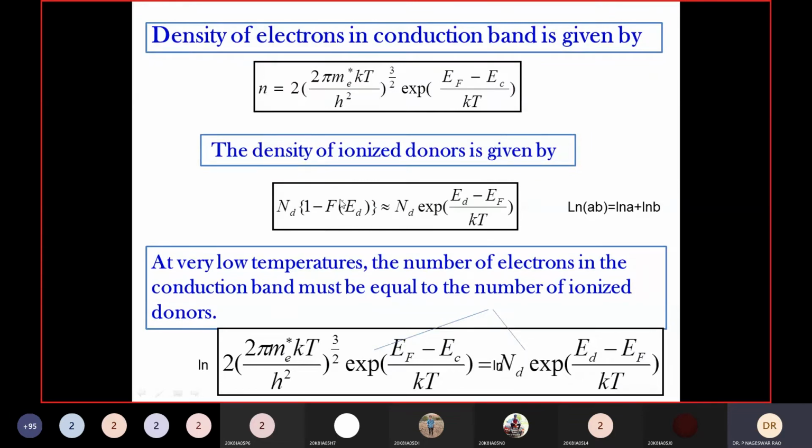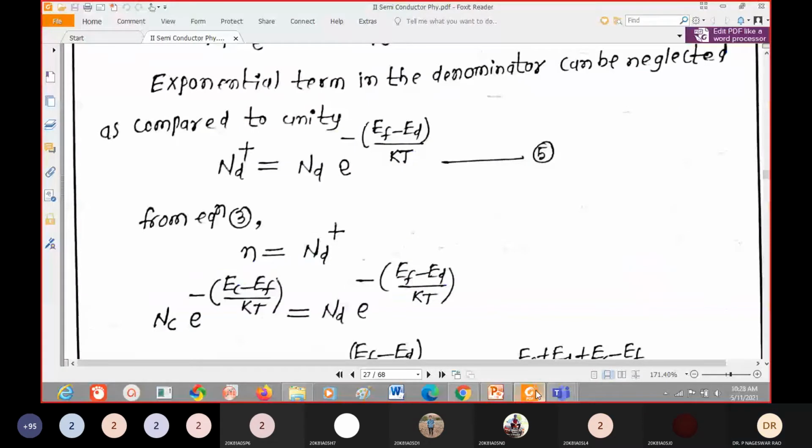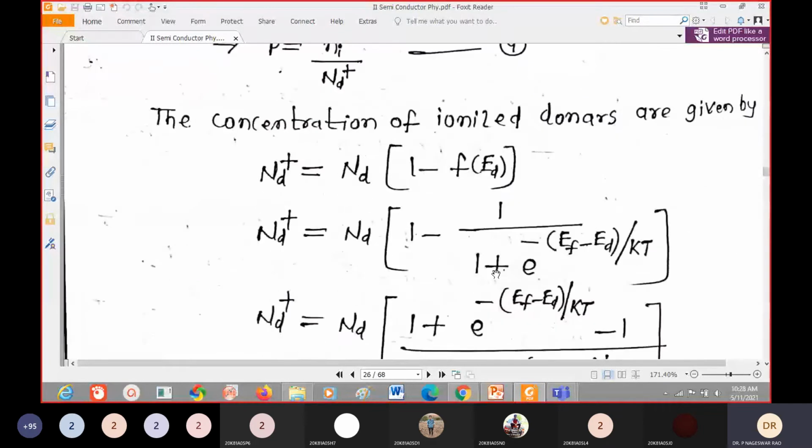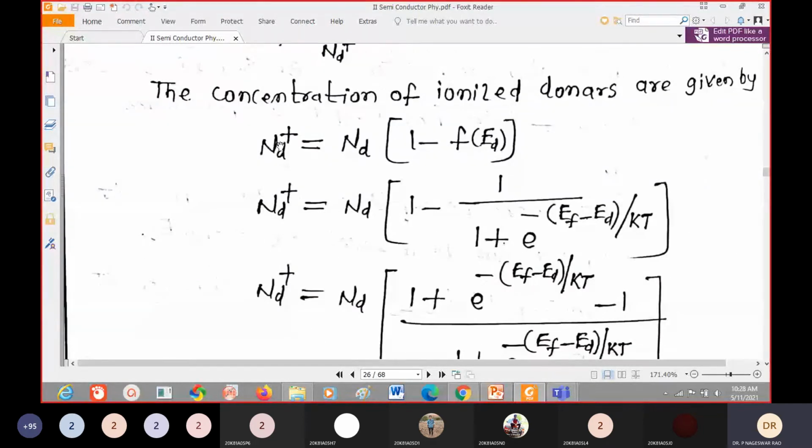How we wrote that, I will explain. See here, Nd plus is nothing but the ionized donor atoms. So how many electrons will go to the conduction band? That is equal to Nd plus, the ionized donor atoms. So that is equal to Nd into 1 minus f of Ed.